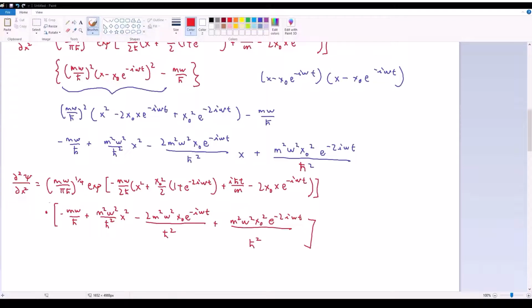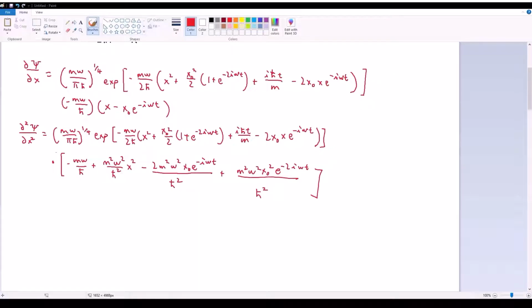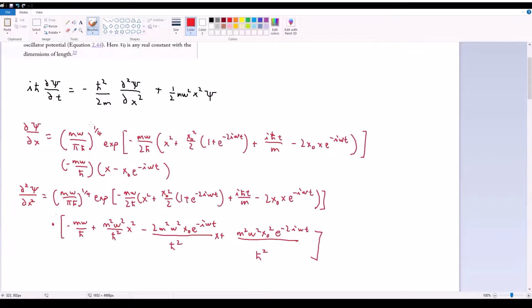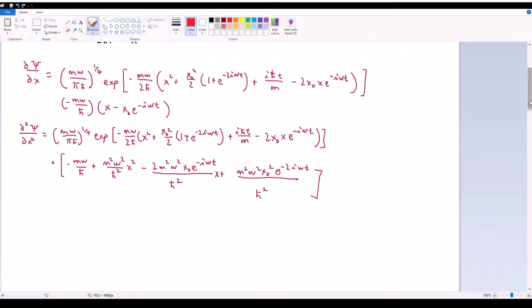Now we have to do the time partial. Immediately, my apologies, I messed this up a little bit. There's supposed to be an x here that I forgot to include. But other than that, this is correct. So now let's do the partial with respect to time.